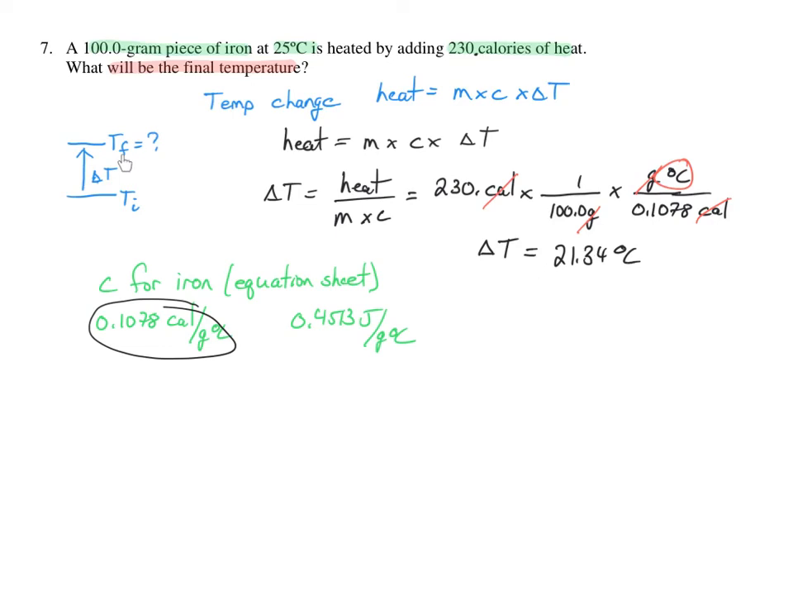We're asked for the final temperature, so we have to add delta T to Ti. So we add Ti to delta T to get our final temperature. When we look at our sig figs, we note we can only go to the ones place. Here we can go out to the tenths, but our initial temperature is only good to the ones place, so we stop there.